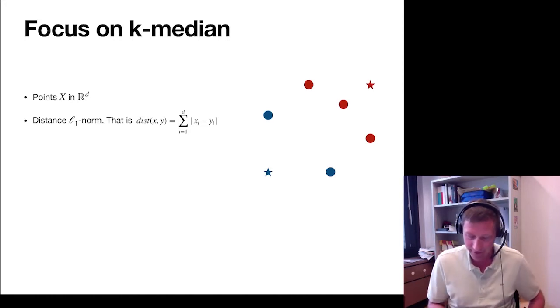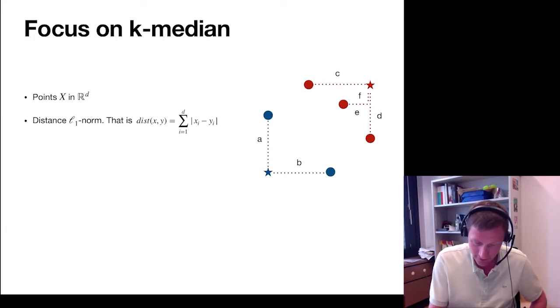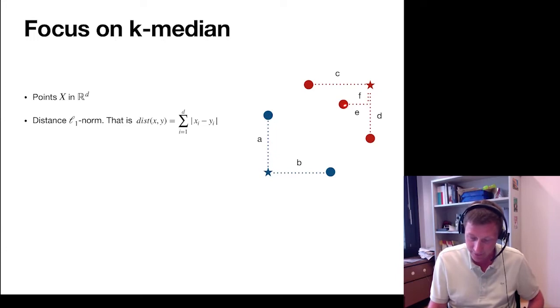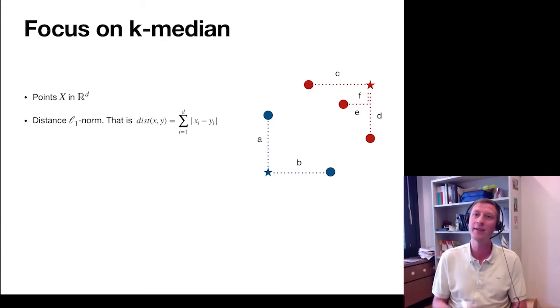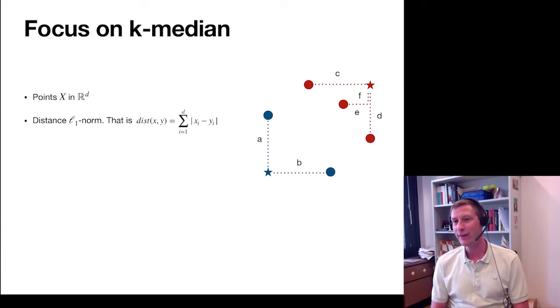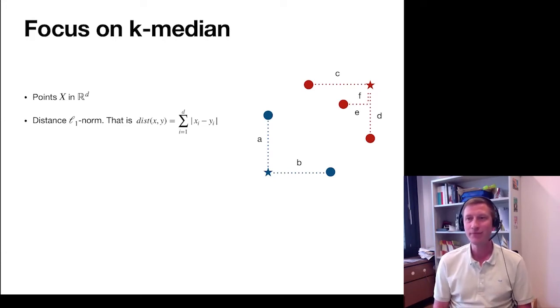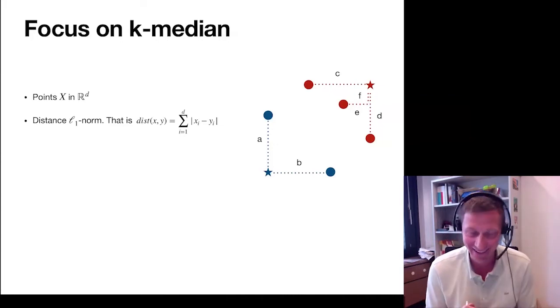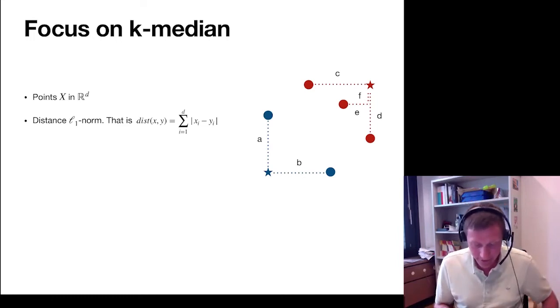Okay, so that means that if the stars here denote the cluster centers and the points are what we want to cluster, then the distance of this point to its center is just A here. The distance from this guy to its center is E plus F. This is the L1 norm, or the Manhattan distance, that we're going to consider. You may think that the L2 distance is more natural, but the L1 norm, trust me, is nicer for this problem because the algorithms become much cleaner. And I think it's nice. Okay.